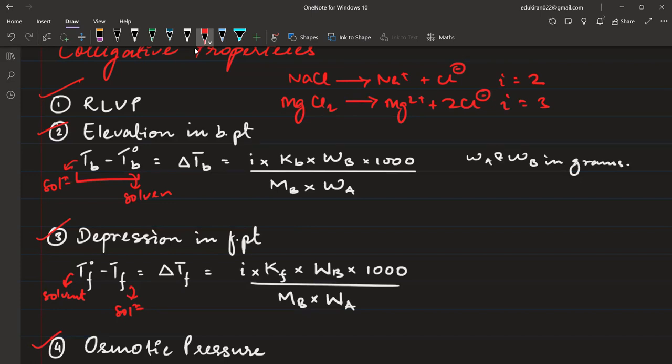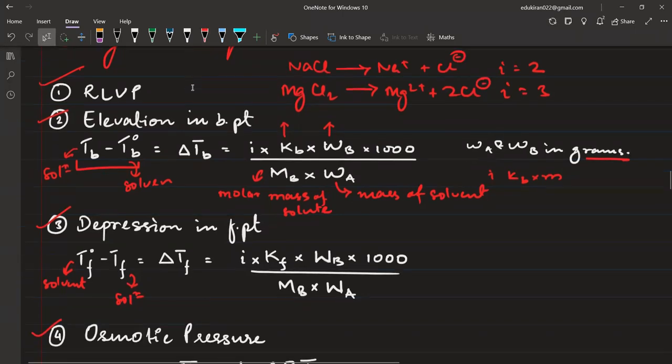Now, i into Kb into Wb into 1000 upon Mb into Wa. What are the different things? Kb is the ebullioscopic constant, Wb is the mass of solute in grams, and 1000 is just to get i into Kb into molality. This is the elaborate form of molality. Since we are taking Wa also in grams, this is the mass of solvent, and since this is also in grams, we multiply by 1000 here. Mb is the molar mass of solute. And delta Tf is equal to i into Kf into Wb, and so the first difference between Kf and Kb is the constant; everything else is the same.